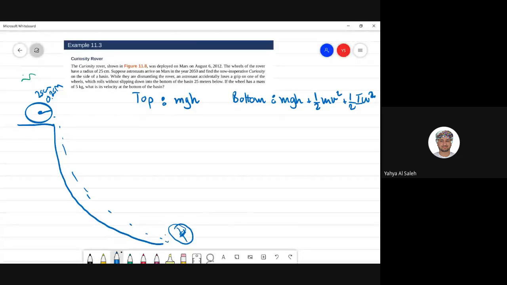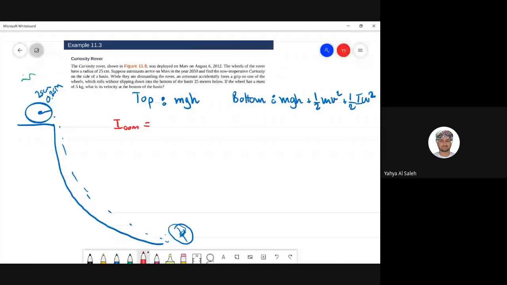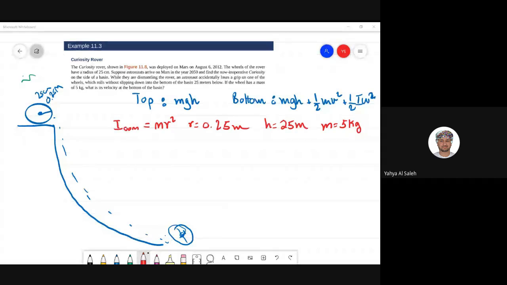We know that. What other information do we know? We know that I_COM of this wheel is equal to, this is a disk, so it is mr squared. We know r equals 0.25 meters. We know the height equals 25 meters from the question, right? And we know the mass is equal to 5 kilograms. That's all we know. Okay, so we start putting it in.